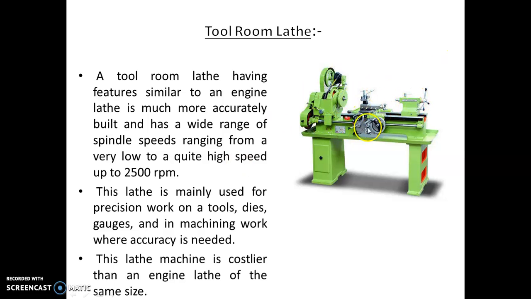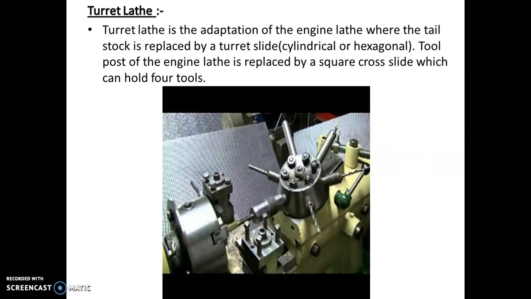The next type of lathe we'll discuss is the tool room lathe. It looks like a conventional engine lathe, but it is built more accurately. Its speed of rotation is 2500 rpm. It is equipped with all accessories and attachments. The cost of this machine is higher, and it is mainly used for manufacturing smaller tools, dies, gauges, fixtures, and precise parts of all kinds.